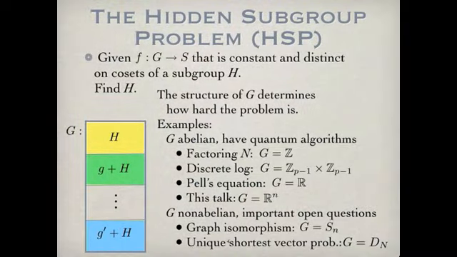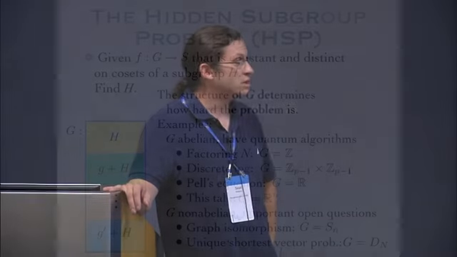You should think of G as exponentially large, so you can't just query the function everywhere. You want to run in something like time polynomial in log of the group size. Now, depending on what the group is, it determines how hard the problem is to solve by a quantum algorithm. So for some examples, when G is abelian, we have quantum algorithms for all or most cases.